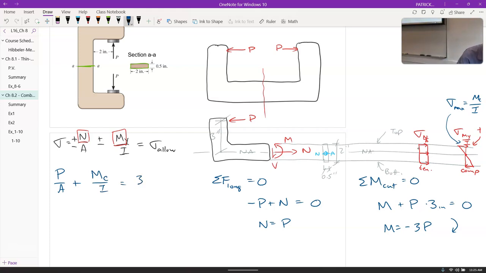So plus MC over I. Set that equal to my 30 KSI. Plug in my values here. So this is going to be P over A. The moment I solved for was 3P. Because I'm looking at the big picture and choosing the scenario where the tensile stress and the bending stress are both additive, I don't need to worry about positive or negative. I'm just choosing the case where both are additive. And so this negative sign is just telling me which direction is compressive and which direction is tension. So I'm just going to take that magnitude of the moment, 3P, times C over I equal to 30 KSI.